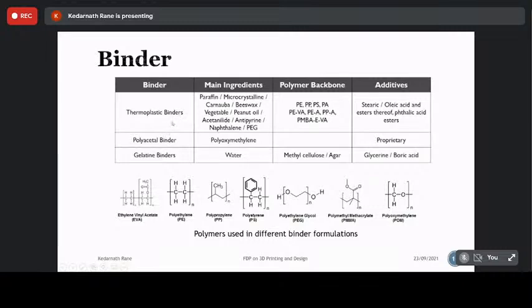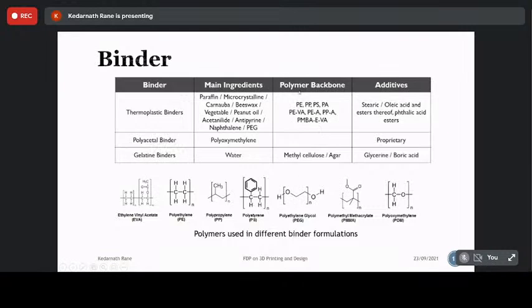There are three categories of binders available, which is thermoplastic, then again polyamide or polymethylene kind of. This kind of binder system requires a special debinding system, which we can see in a later slide. Then polyethylene glycol or gelatin based binder, which is soluble in water. So these are the three basic categories of polymers required for these processes.